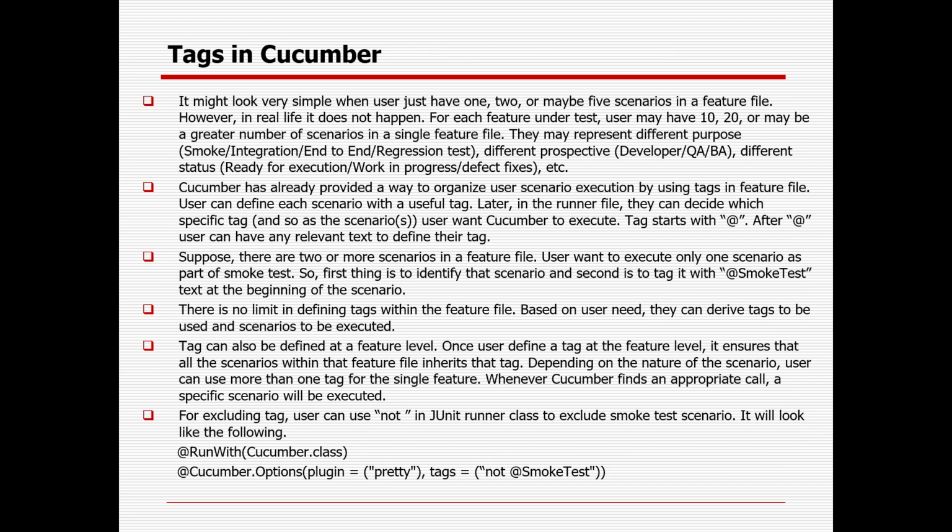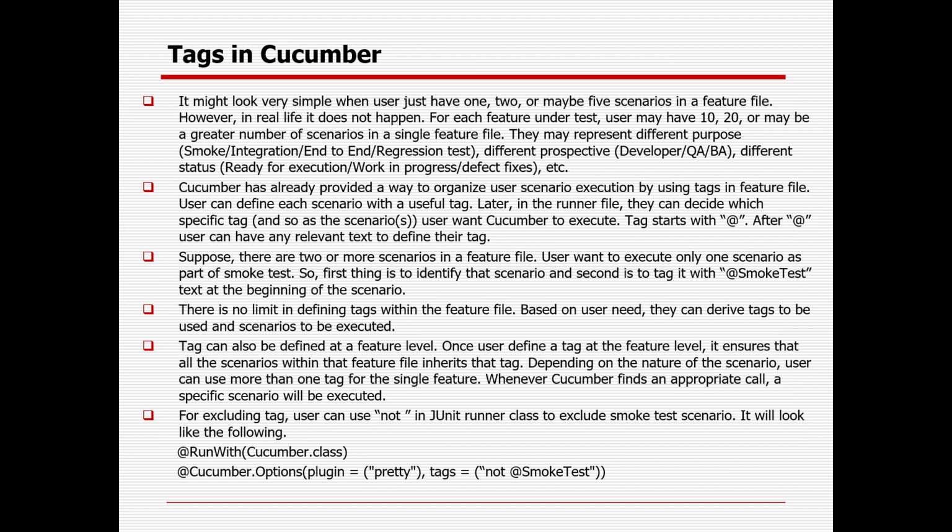Similarly, in Cucumber there is an option available called tag. It might look very simple when the user has 1, 2 or maybe 5 scenarios in the features file. However, in real time that does not happen. Each feature under test may have 10, 20 or more scenarios in the features file, and they may represent different purposes. It can be smoke, integration, end-to-end, UAT, regression, all this testing type, different perspectives like developer, BA, QA, and different statuses like ready for execution, work in progress, defect fixes, closed, etc.